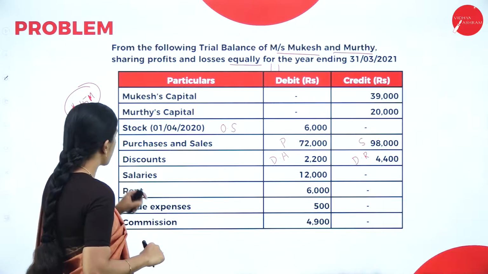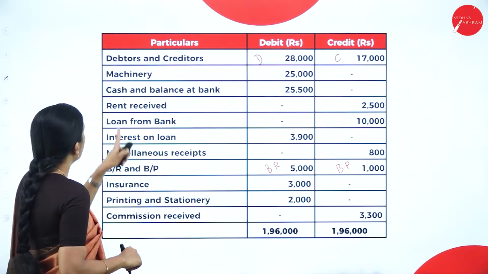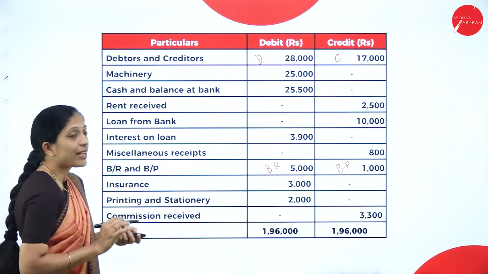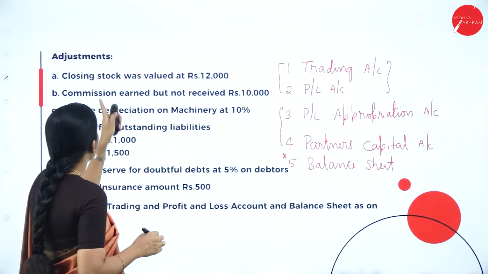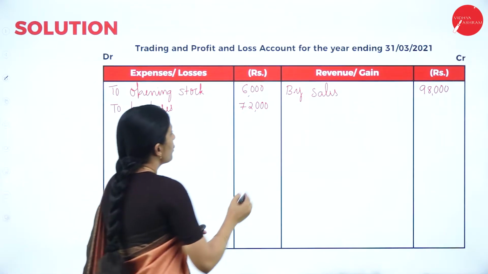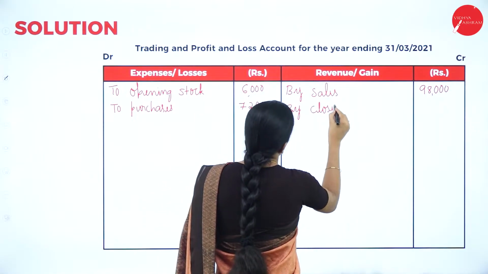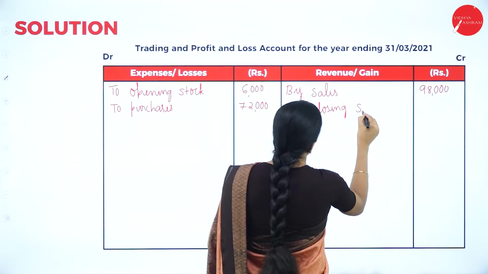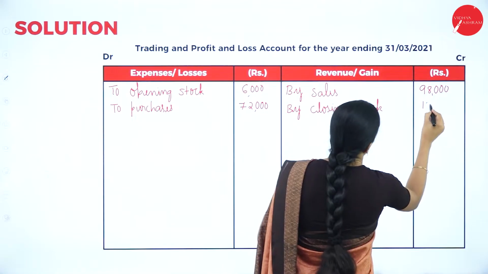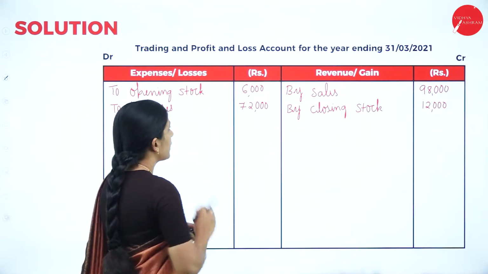Discount is an indirect expense, salary is an indirect, rent, trade expenses, commission, then debtors, creditors. So, these all come in the balance sheet. Yes, we don't have any other direct expenses. Now, coming to your adjustment, closing stock, you have to record, that is 12,000. So, by closing stock, 12,000. Now, no other items to be recorded in your trading account.